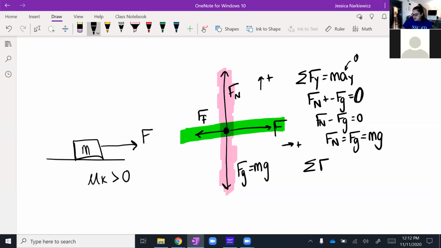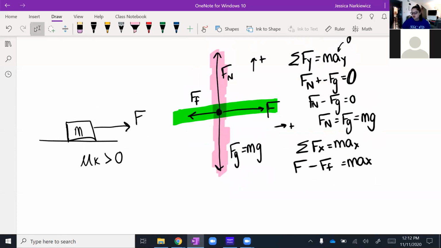Then in the x direction, where I have highlighted green, I have my applied force pointing to the right and my friction force pointing to the left. So there's my net force equation for the x direction. And from there, I might be able to find acceleration or the applied force if I knew the force of friction, just a bunch of different things. So that's kind of how we would treat one object.